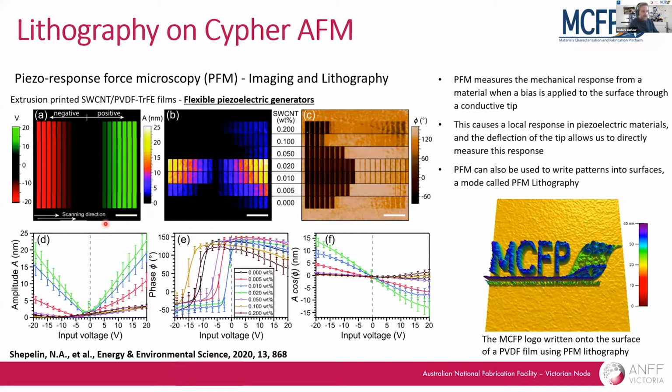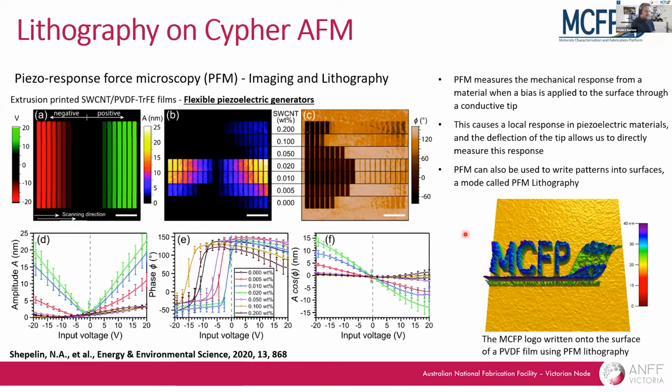From that, you can pull out lots of metrics about how much it is responding from a given voltage. The goal here is to make flexible generators, things that will generate electricity simply by wiggling and moving them around. But the lithography aspect, how you can turn that into a real fabrication thing, is to actually create patterns on surfaces using that same method by applying a strong bias into a polymer. And so what you see here is the MCFP logo written into a PVDF film using PFM lithography.